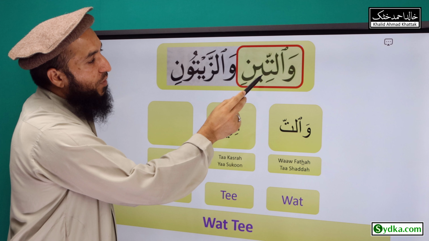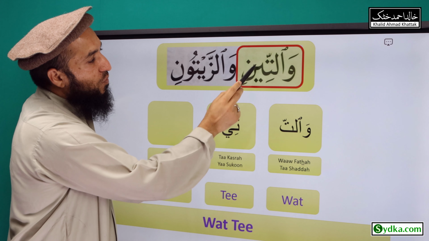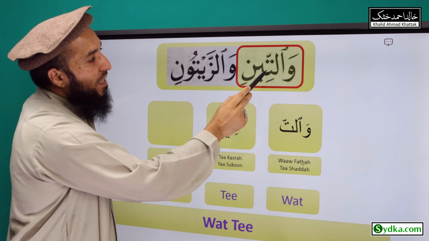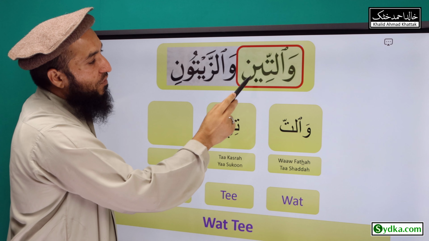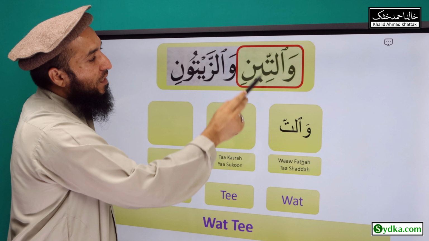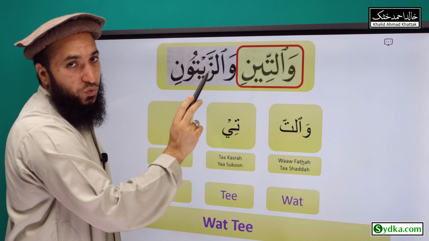The second syllable we have is ta kasra ya sakoon ti. Ta is a light letter, it has kasra underneath, it is followed by ya. Ya has a hidden sukoon, and this syllable is prolonged for two counts.